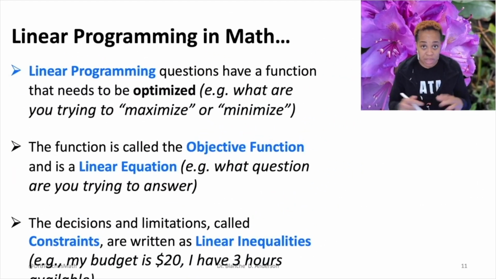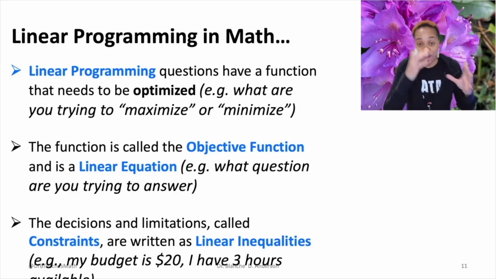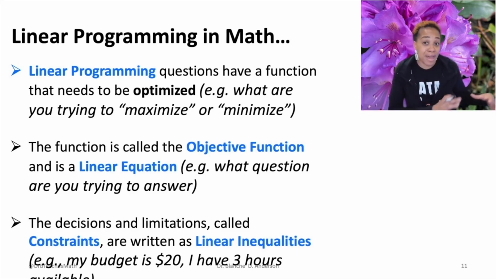Linear programming. Now we're jumping from the real world back to the math. Remember when we were looking at those real world situations, I kept saying, what is your objective? What is your goal? Well, in linear programming, your goal or your objective is actually called the objective function, and that's the function that you're trying to maximize or minimize. I want to maximize my profit. I want to minimize my time. I want to minimize my resources.